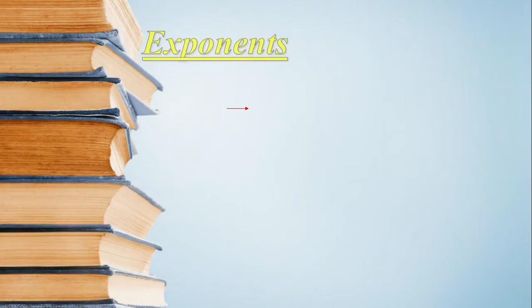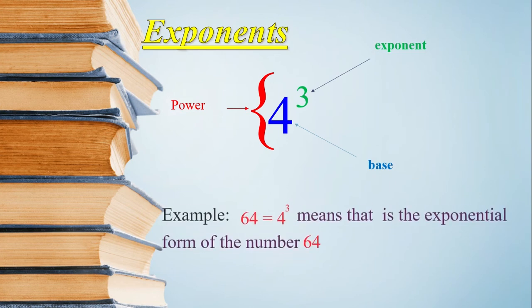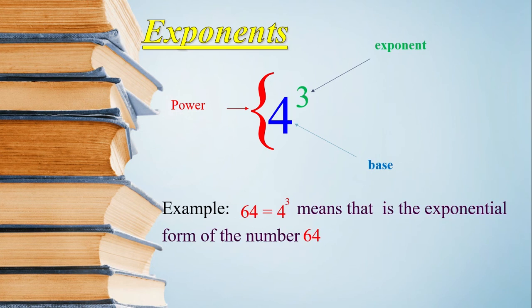So, exponents. Kung meron tayong 4 raised to 3, yung 4, ang tawag natin dyan ay yung base natin. Yung kulay green naman, yan yung exponent. So, binabasa yan as 4 raised to 3 or 4 raised to the power of 3. Example, 64 is equal to 4 raised to 3. So, yung 4 raised to 3, it means that it is the exponential form ng number 64.